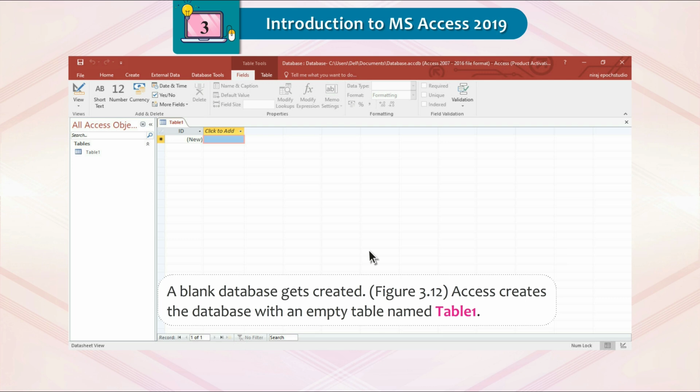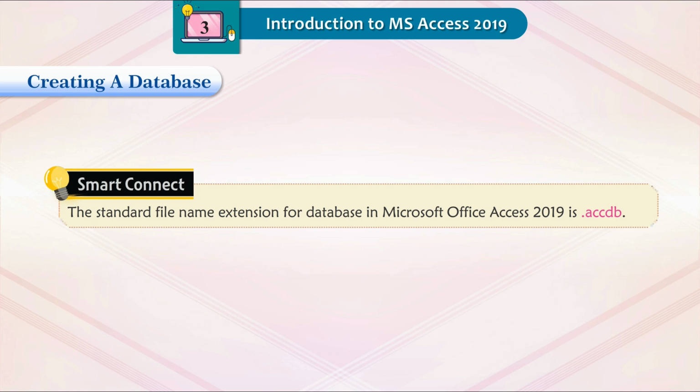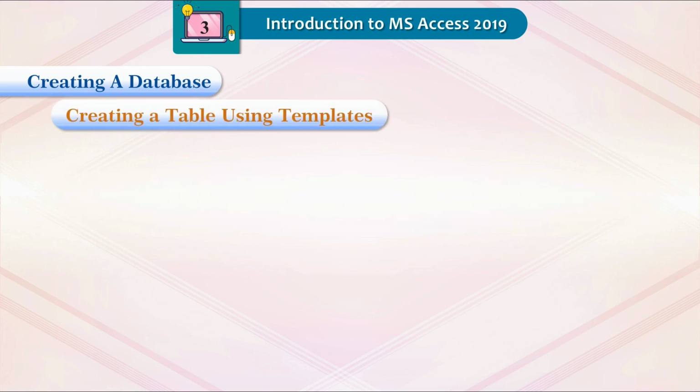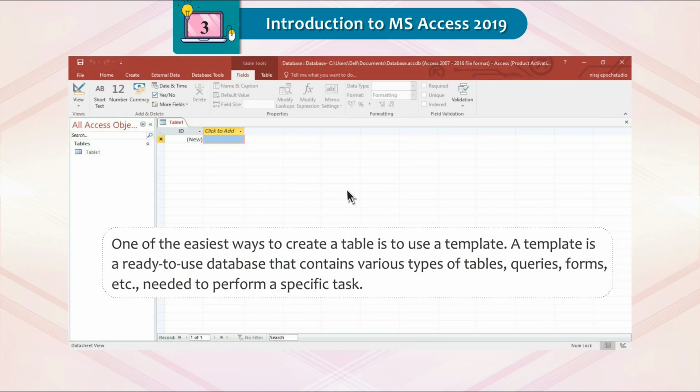Access creates the database with an empty table named Table 1. Smart Connect. The standard file name extension for database in Microsoft Office Access 2019 is .accdb. Creating a table using templates. One of the easiest ways to create a table is to use a template. A template is a ready-to-use database that contains various types of tables, queries, forms, etc. needed to perform a specific task.